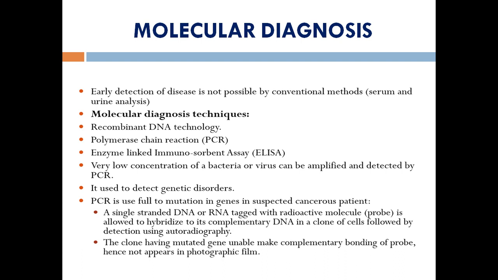But early diagnosis is important for curing our diseases. That can be done with the help of a method called molecular diagnosis. Early detection of disease can be done with the help of rDNA technology. So in this chapter we have only two things: one is PCR and the other is ELISA. PCR is polymerase chain reaction. ELISA is enzyme linked immunosorbent assay. So we are going to discuss ELISA as well as PCR.